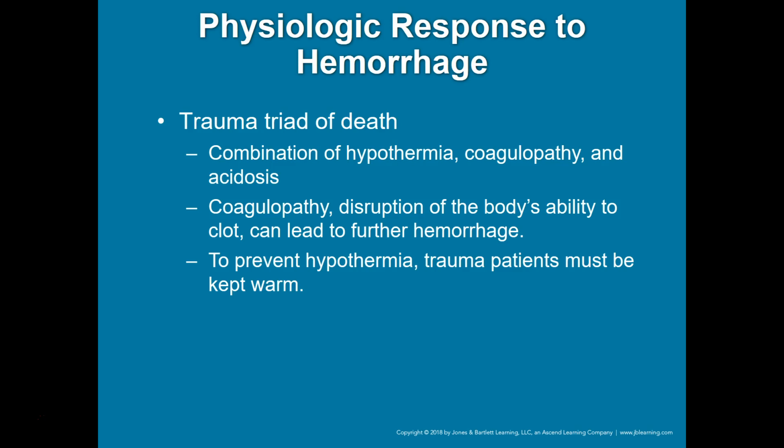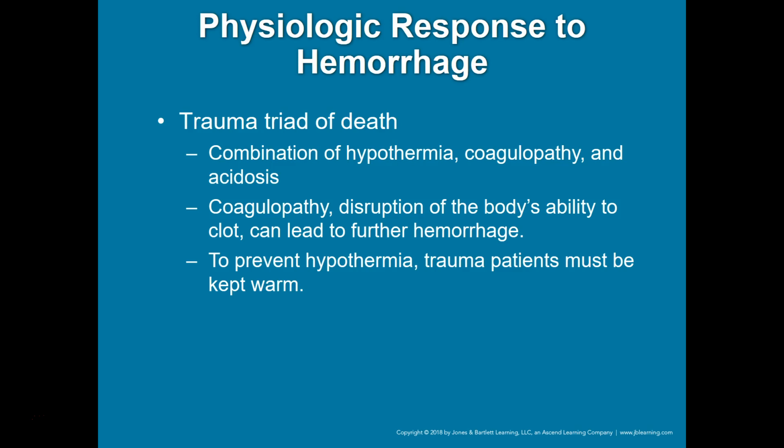Even mild hypothermia can begin to inhibit the chemical reactions involved in the clotting process. So the way that hypothermia affects this feedback loop is it inhibits the chemical reactions involved in clotting. Coagulopathy, the disruption of the body's ability to clot, can lead to further hemorrhaging, leading to increased hypoperfusion, so leading down that road of shock. So hypothermia leads us into coagulopathy, where we're no longer able to stop our bleed, which now leads us further into hypoperfusion.